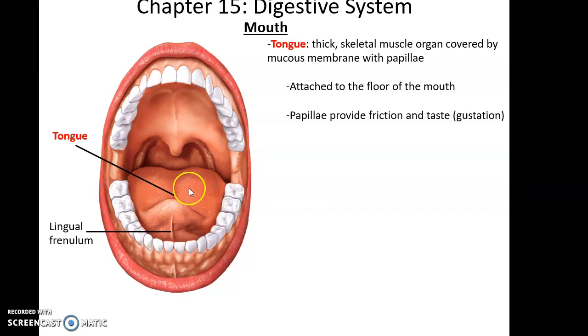There's, of course, the tongue, the very thick muscular organ, covered with a mucous membrane and also lots of bumps called papillae. Tongue is attached to the floor of the oral cavity via the lingual frenulum. And the papillae, some of them are there for friction to help move the food around in the mouth, and some are for taste or gustation. Some of them are taste buds.